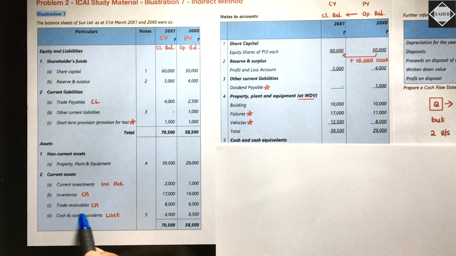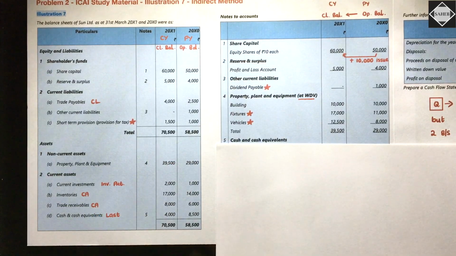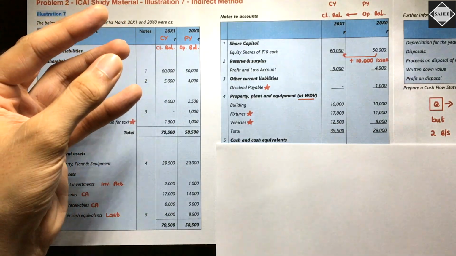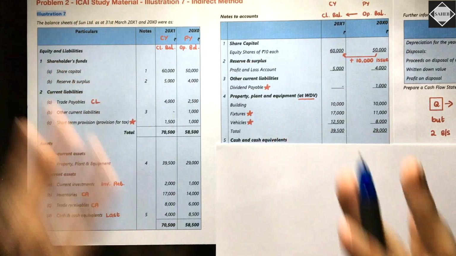Fine. And then trade receivables. This is also a current asset, operating current asset. What will you do? You will take this in working capital changes, right? From 6,000 it has become 8,000. Current asset is increasing by 2,000. So what will you do? Negative impact on cash. You will subtract 2,000 in working capital changes.